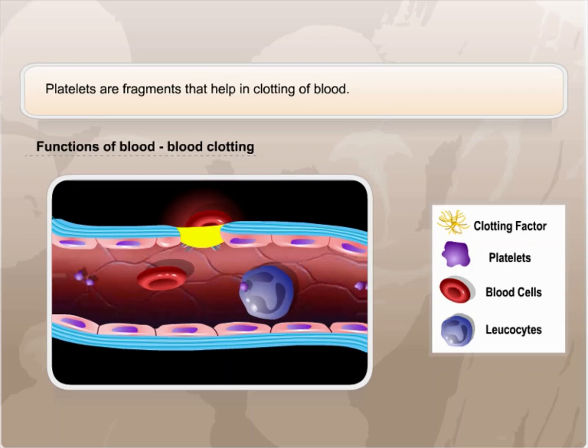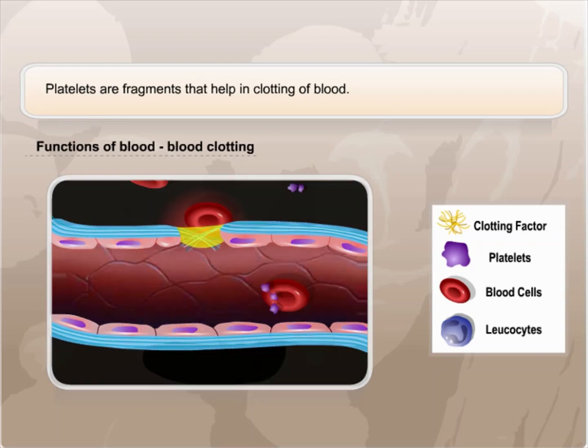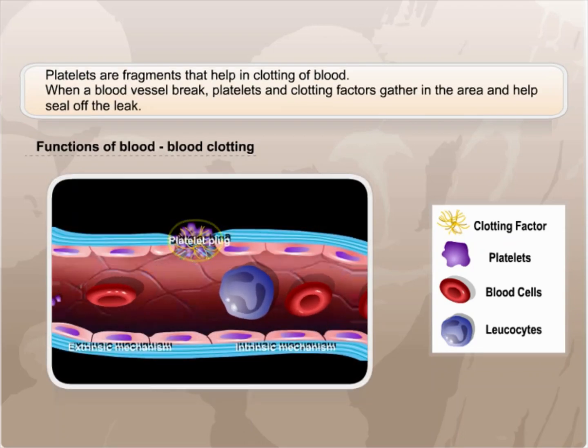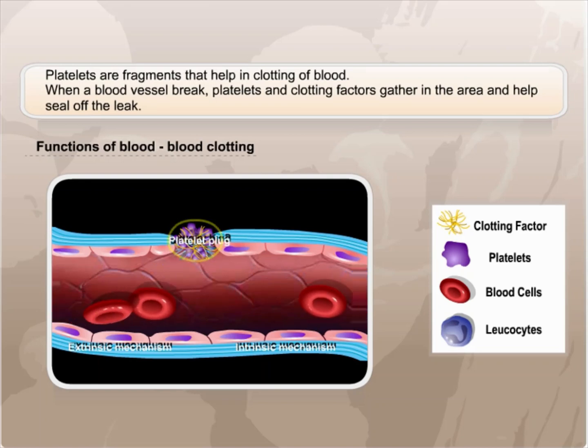Platelets are fragments that help in clotting of blood. When a blood vessel breaks, platelets and clotting factors gather in the area and help seal off the leak.